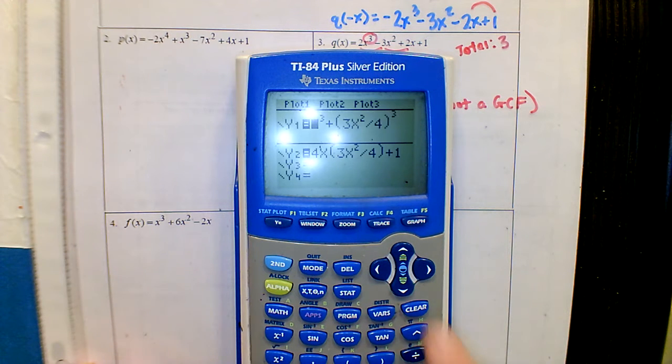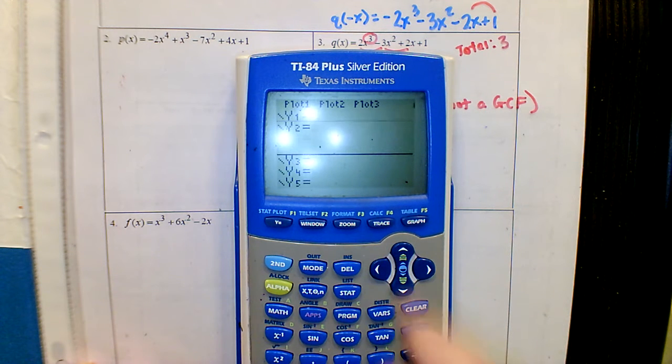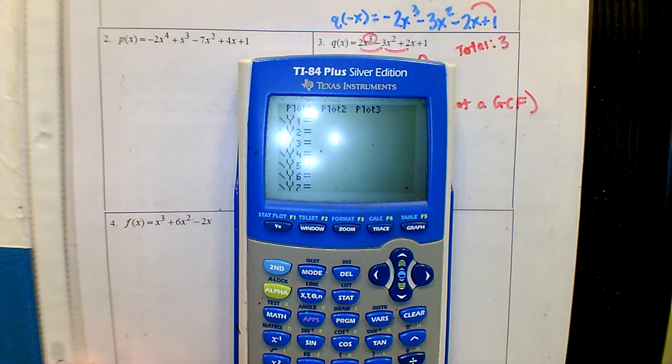So we're going to go to y equals. You can clear out anything that's in the calculator, and we're going to type in the original problem. That's the one that we started with. That's the one that we're trying to figure out these x-intercepts for.